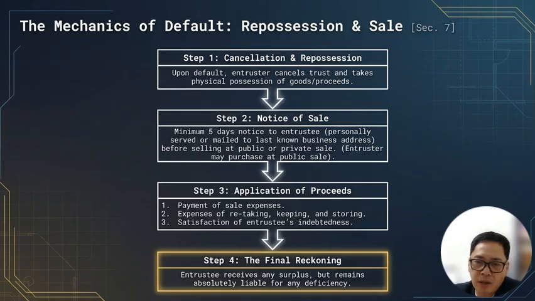The final mechanic addresses the remaining balance after the sale proceeds are applied. So, if the sale generates more money than is needed to cover the expenses and debt, the entrustee is entitled to receive any surplus. On the other hand, if the sale does not generate enough money to cover the total amount owed, the entrustee remains completely liable to the entrustor for any deficiency.